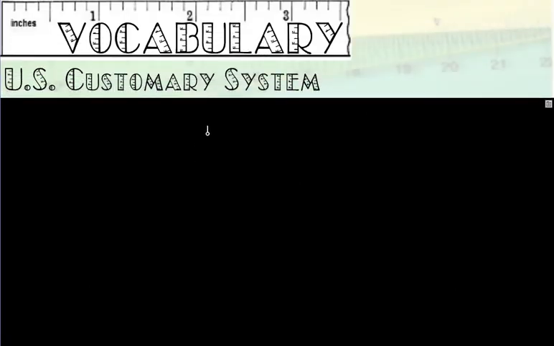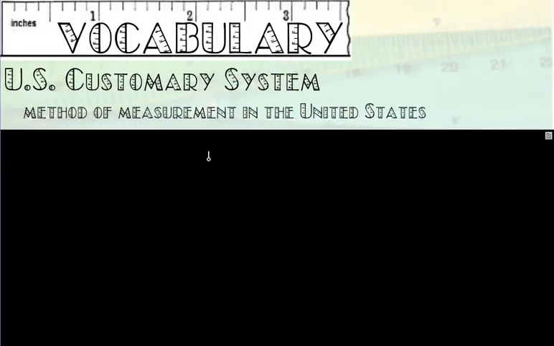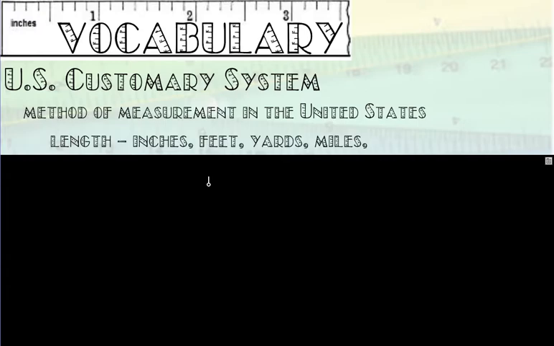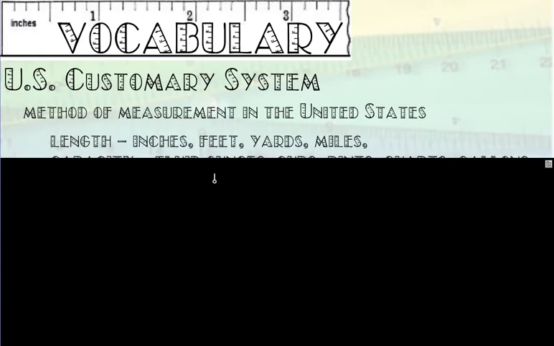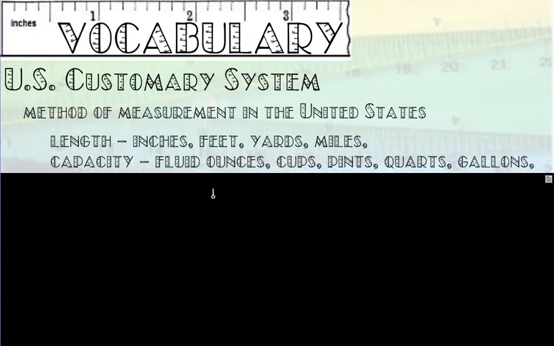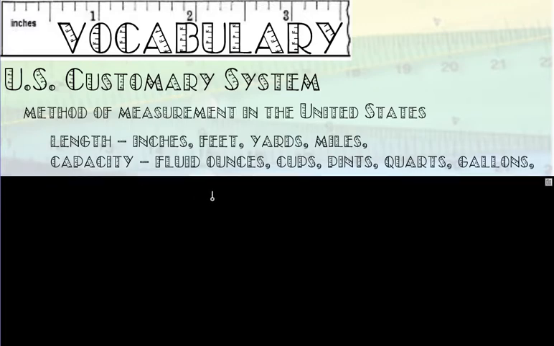It's a good segue into our next one. So the U.S. customary system is a method of measurement used in the U.S. There are actually only 3 countries in the entire world that use the U.S. customary system. All you need to know though is that it's the system that we use in the United States. And that system involves, so for length, it's inches, feet, yards, and miles that we measure with. For capacity, we measure in fluid ounces, cups, pints, quarts, and gallons.